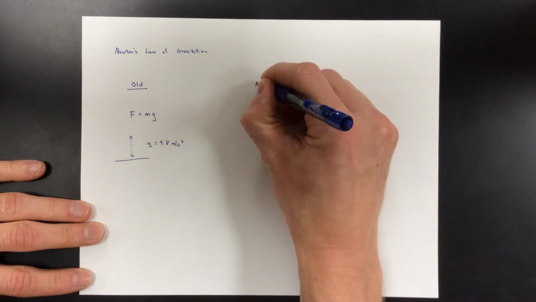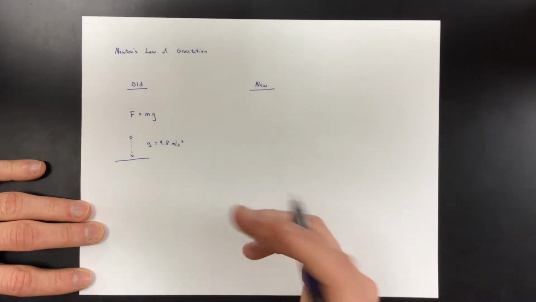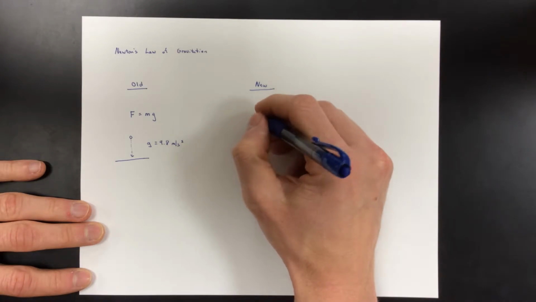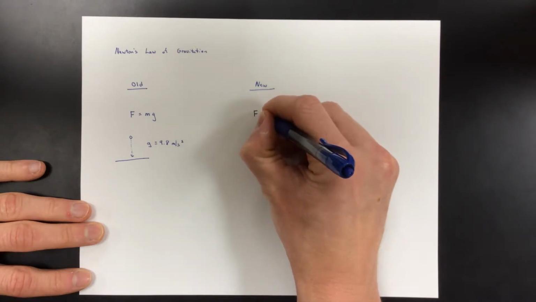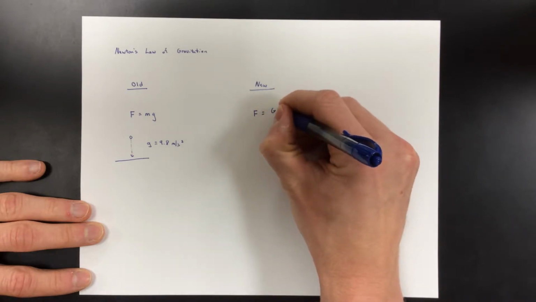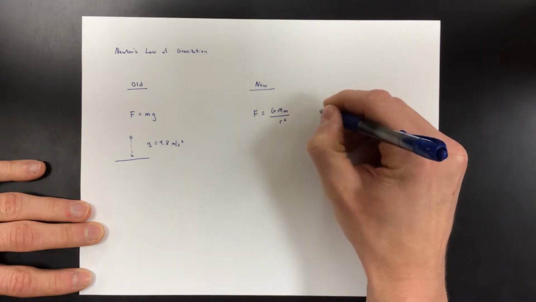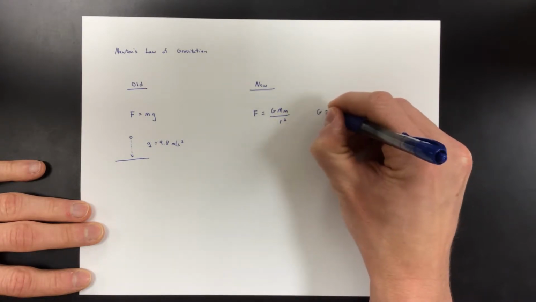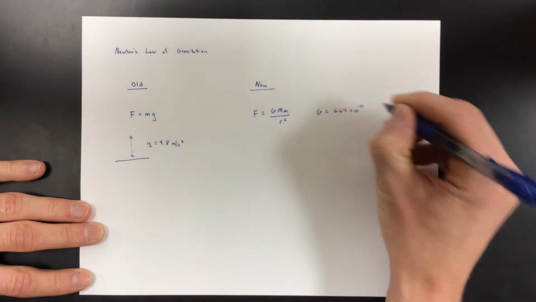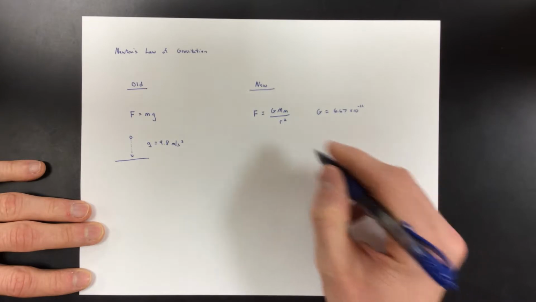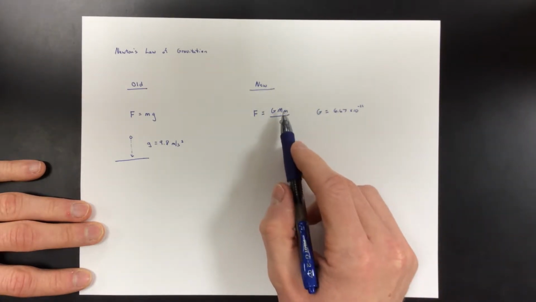But the new way we need to look at it is if we're talking about launching satellites, or we're going all the way to the top of some mountain and we really want to look at gravity in a precise way. Well, it turns out that Newton describes gravity as F equals G M m over r squared. This capital G is a universal gravitational constant, 6.67 times 10 to the negative 11th. Remember, that's a really small number. M and m are just the two masses.